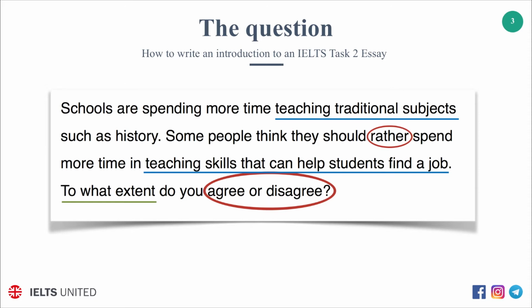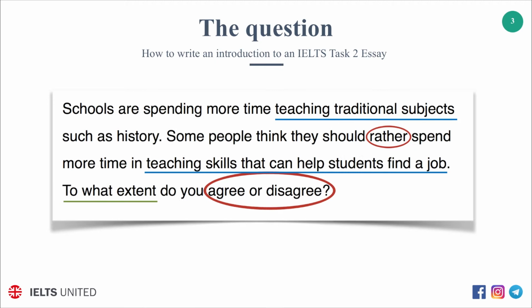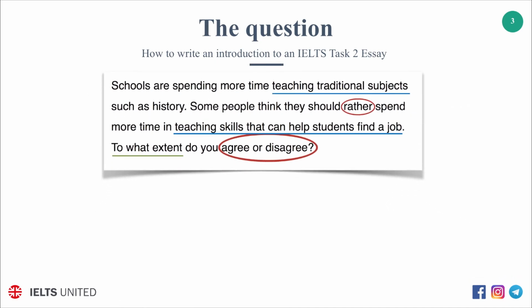So what do you have to do when you're writing the introduction to the IELTS Task 2 essay? Well, you need two things. Firstly, you need a topic sentence. The first sentence, the topic sentence, shows the examiner that you understand what you're talking about. The topic sentence should contain the same information as the statement in the question. This will show the examiner that you know what is being discussed.